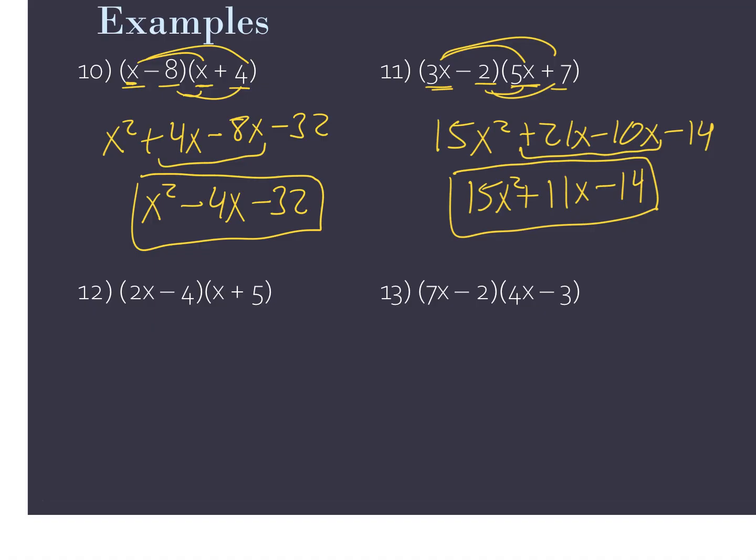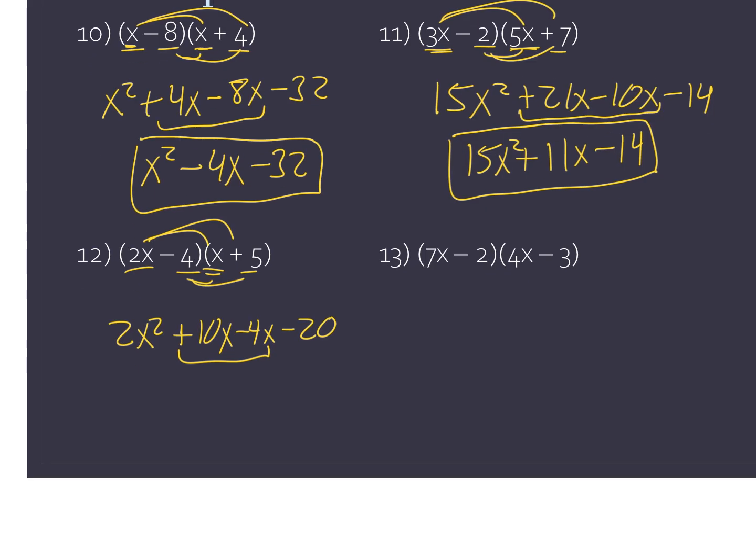All right, same thing with number 12. 2x times x, first times first is going to get me a 2x squared. Outer times the outer, 2x times 5 is going to get me a 10x. Inner times the inner is going to get me a negative 4x. And last times the last is going to get me a negative 20. And of course, you can combine your like terms. 10x minus 4x is going to get me a 6x. And then bring everything else down with it.